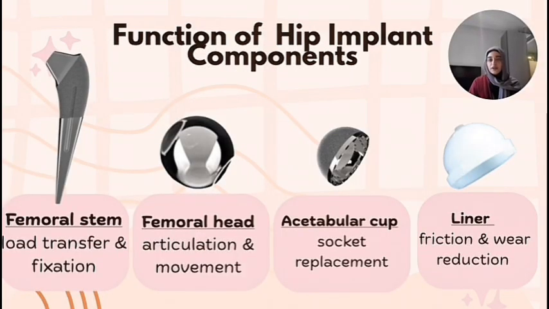So now I'll just go through what each part actually does. Starting with the femoral stem, this is basically the main support of the implant. It helps carry the body's weight and keeps the implant stable inside the thigh bone itself. Next we have the femoral head, which is the ball part. It is what allows the movement in the hip joint, like when you're walking or sitting. Then the acetabular cup replaces the original hip socket, and it holds the femoral head in place so that the joint can actually move properly. And finally, the liner sits between the cup and the femoral head, and it mainly helps reduce friction and wear when the joint is moving.